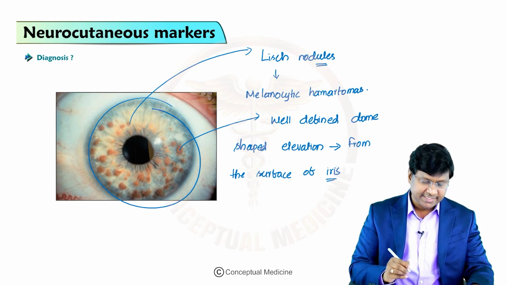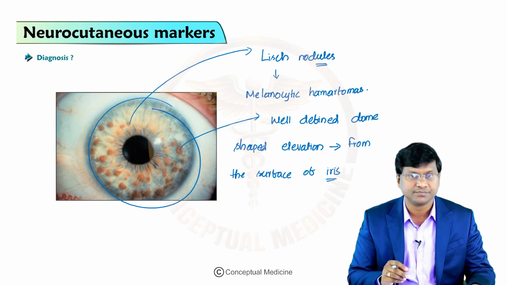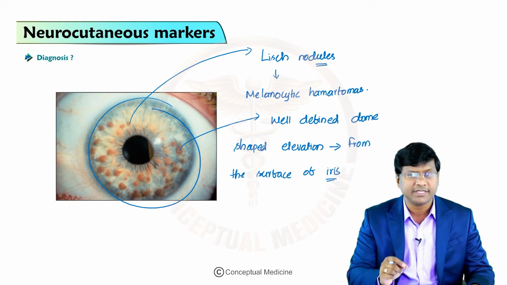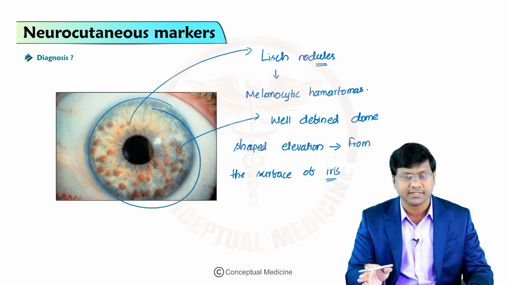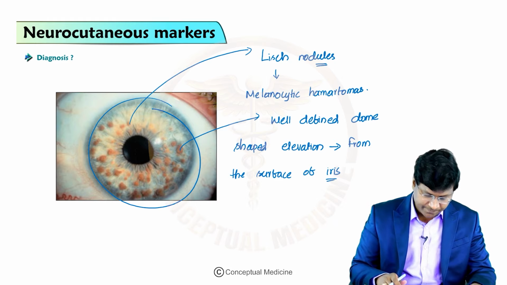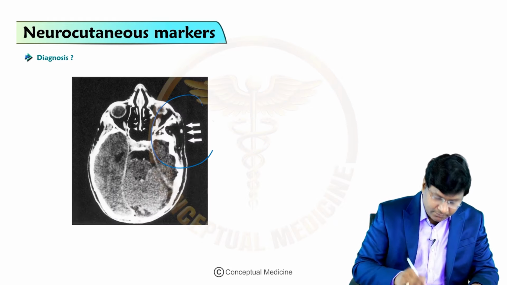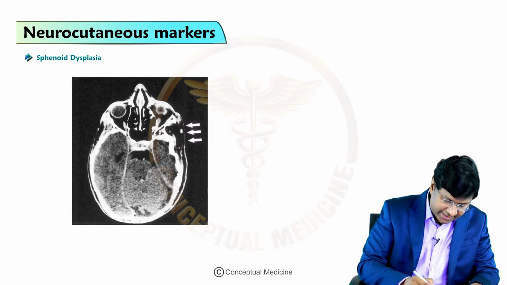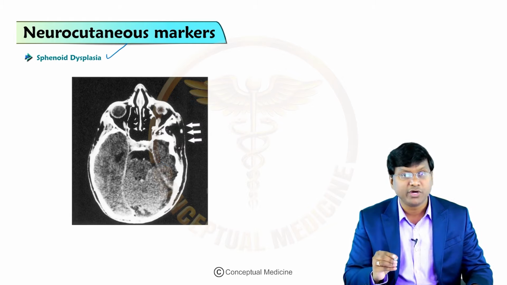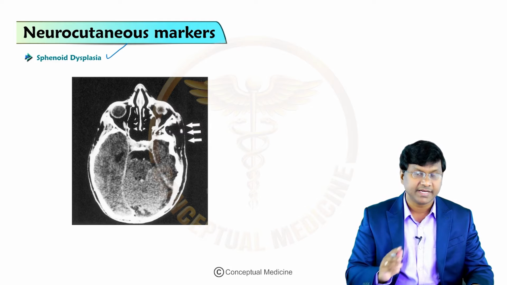Right? So these are nothing but the Lisch nodules. And what will be the color? The color will be either clear to yellow or brown in color. That will be your Lisch nodules. Then followed by that, you take this important bony abnormality. This important bony abnormality is sphenoid dysplasia, right?